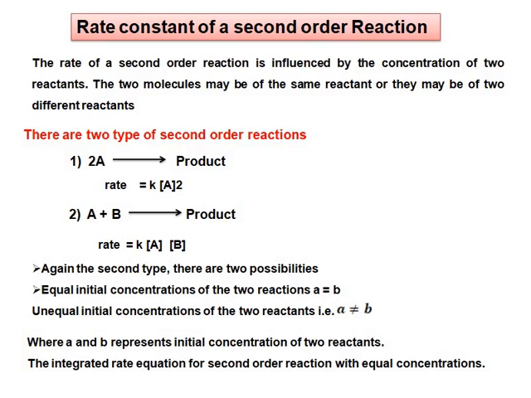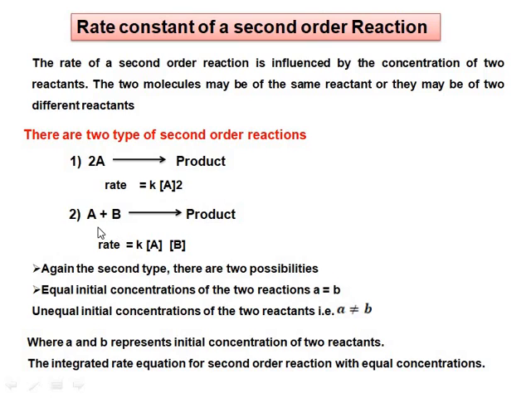Such two molecules may be the same reactants or may be different. So there are two different types of second order reaction. First, the two reactants being similar give products. The rate of such reactions is equal to k times the concentration of A squared.